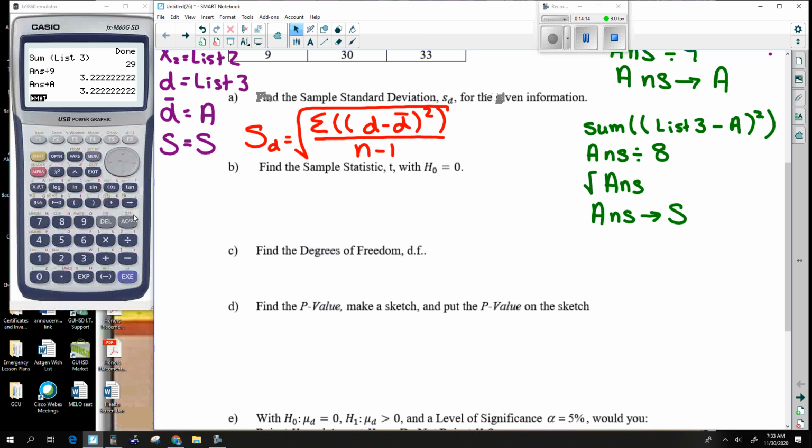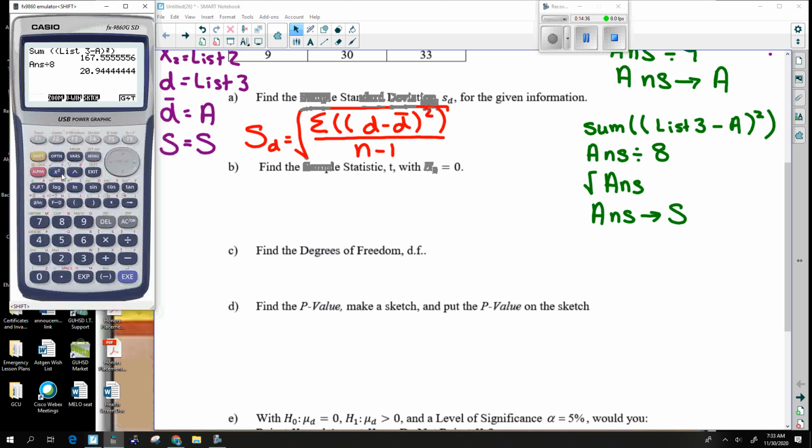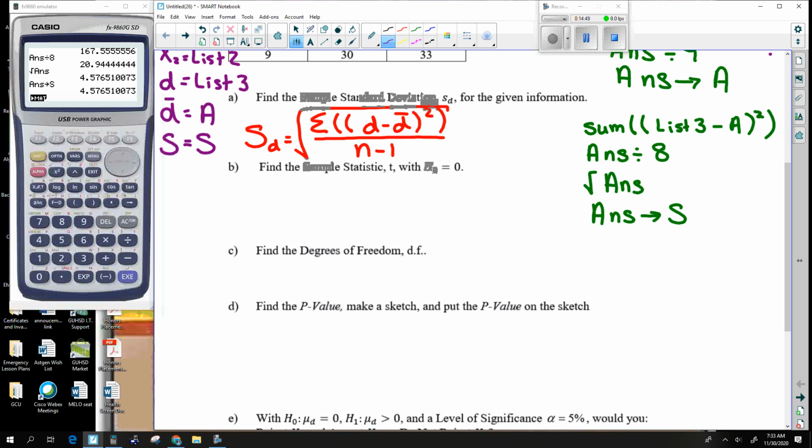All right, here we go. So I sum (D minus D bar) closed squared closed, divide by n minus 1, square root that, and that is going to be that, so I store that as the letter S. Make sure you actually write it down, though, because that's what the question was asking.